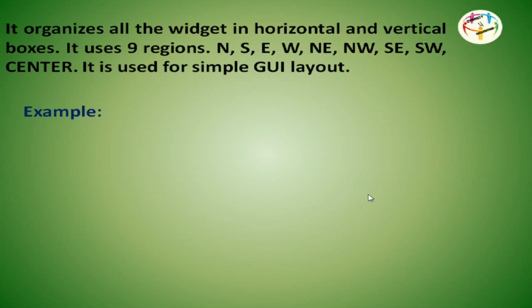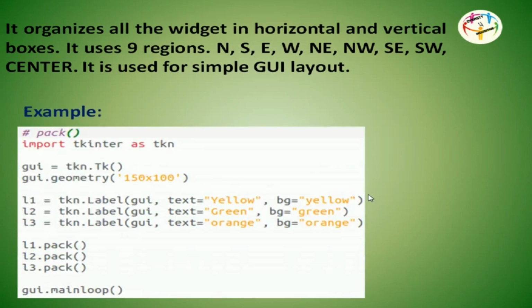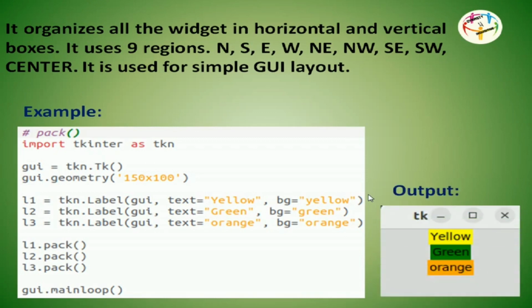So for example, how can we use this pack method? In this example, I am using 3 labels and the background colors are yellow, green and orange. Then if we write L1.pack, L2.pack and L3.pack, it arranges all the labels one after another in this way.